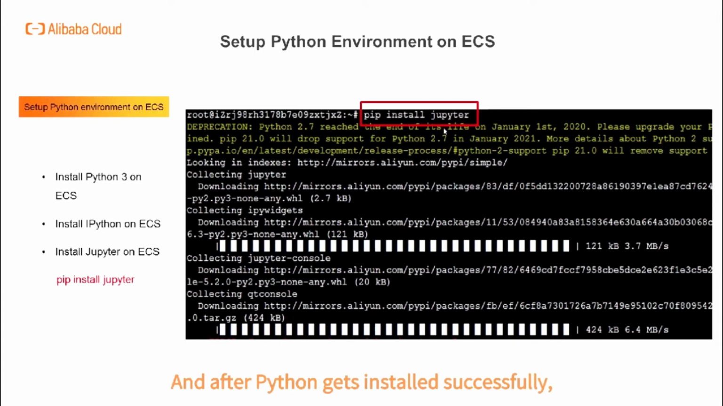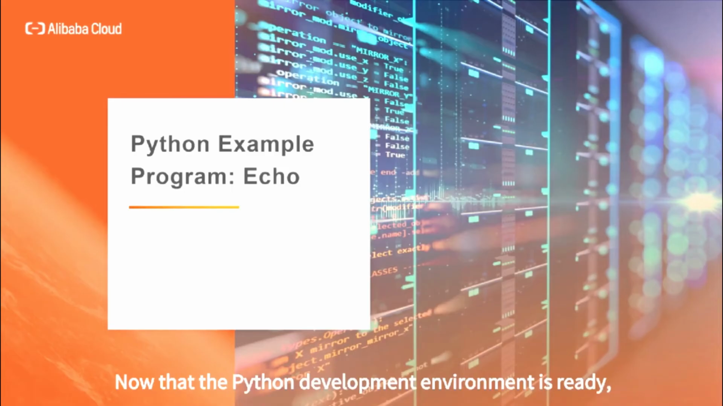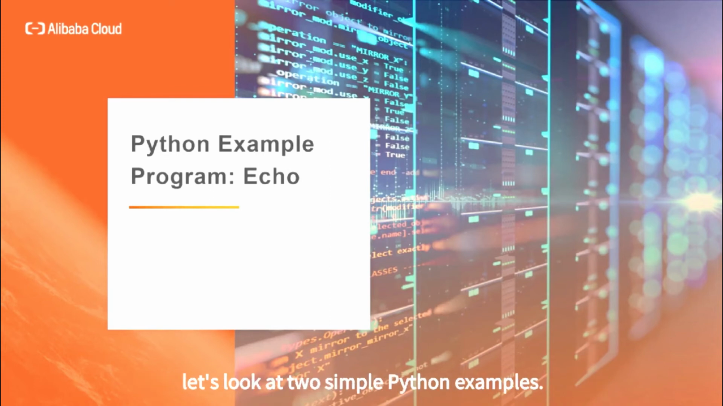And after Python gets installed successfully, then you can use the package management tool of Python itself to install different Python packages. The most popular tool is pip, as we did just now. You may also use Conda, which will be available after Anaconda is installed. Now that the Python development environment is ready, let's look at two simple Python examples.